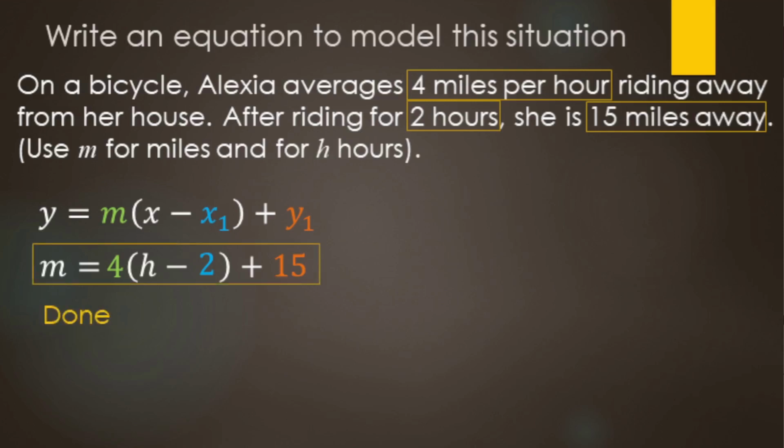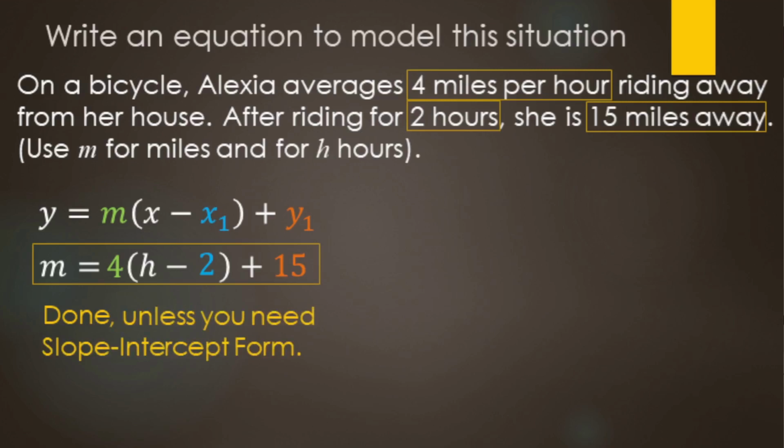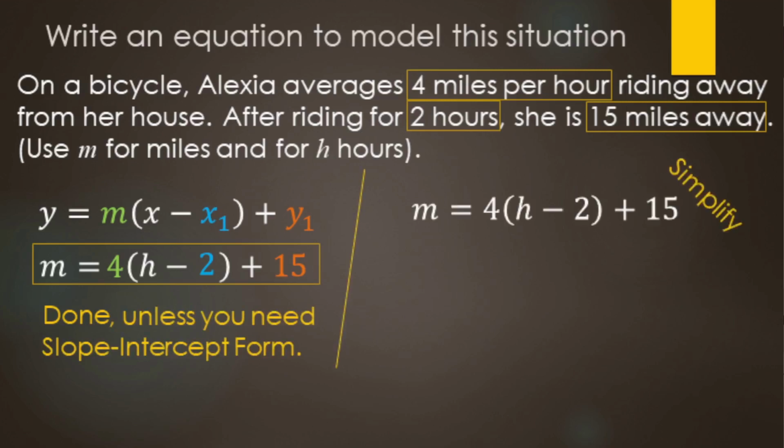Okay, and we're done. Again, sometimes these questions are going to say, hey, actually, we want this equation in slope-intercept form, so we do need to do a little bit more work. So again, there's 2 ways of doing this. We can just simplify it, right? So in this case here, we have distributive property here. 4 times h is 4h. 4 times -2, that's going to be a -8 there. And then we still have the plus 15.